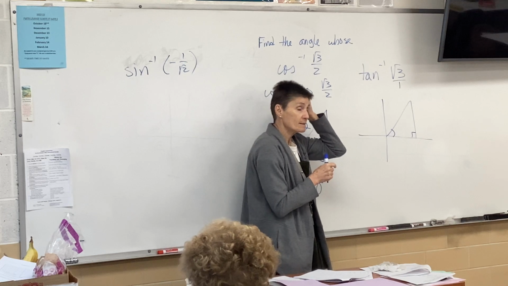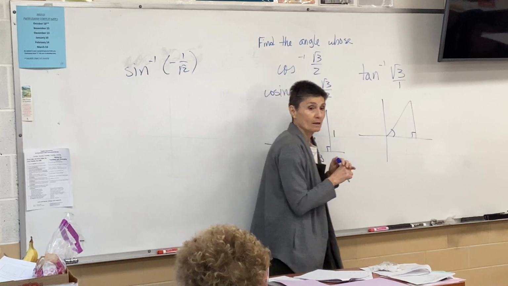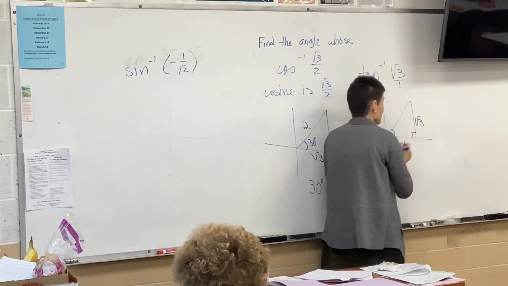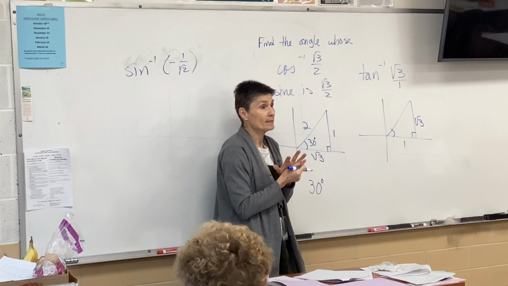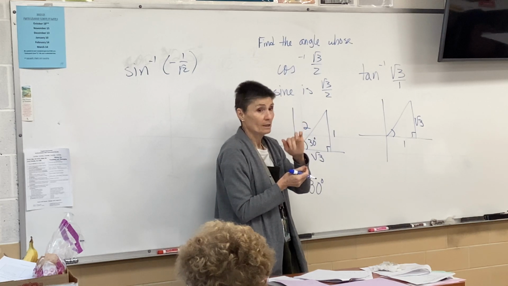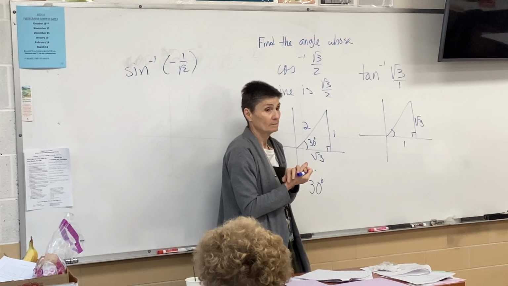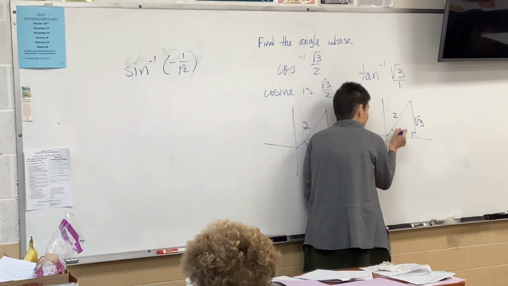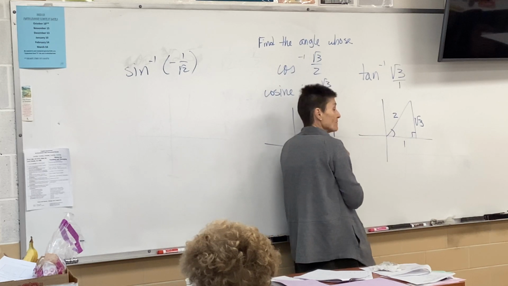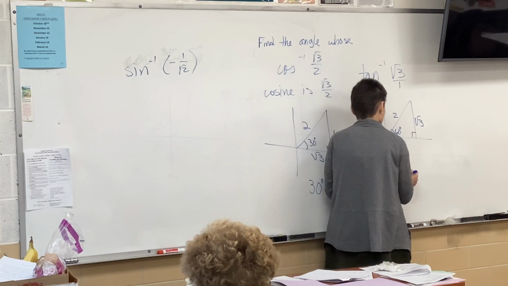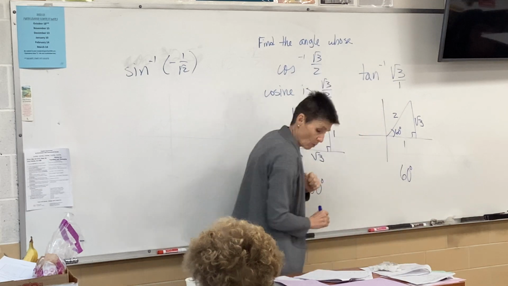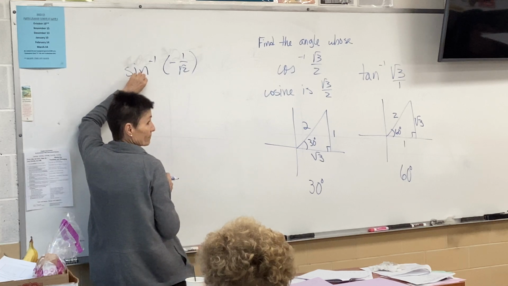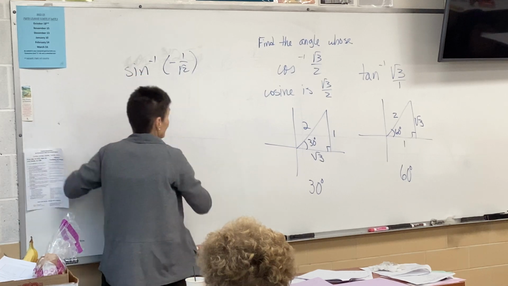Root 3 is, no, root 3 is not adjacent. Root 3 is opposite and adjacent is 1, because tangent is opposite over adjacent. And that makes the hypotenuse 2. Can you tell me how big that angle is right there? 60 degrees, perfect, and that's the answer to the question. The answer to the question is the angle. When you see this notation, that means find the angle.